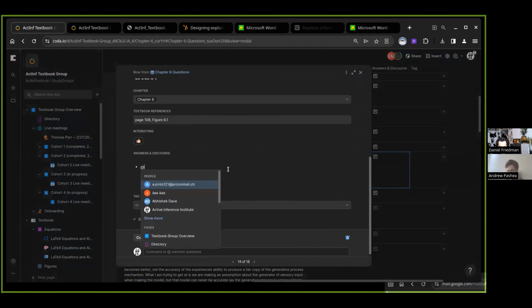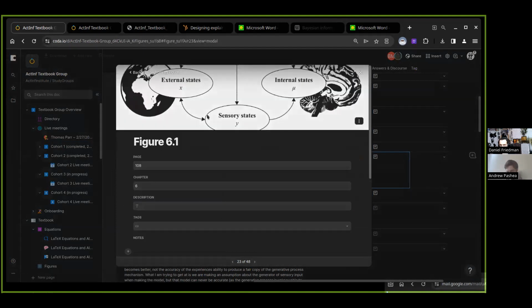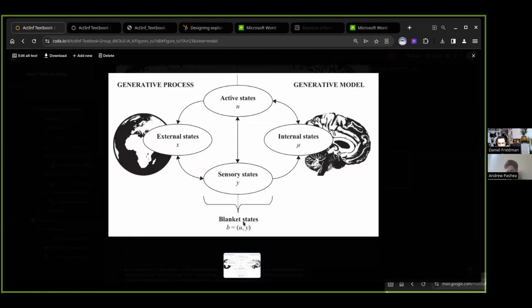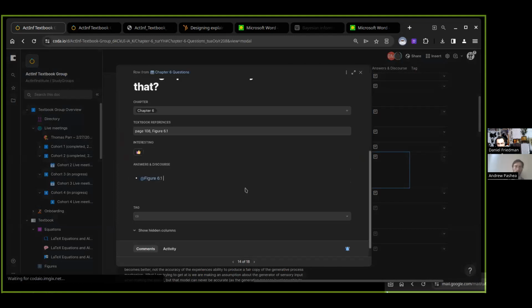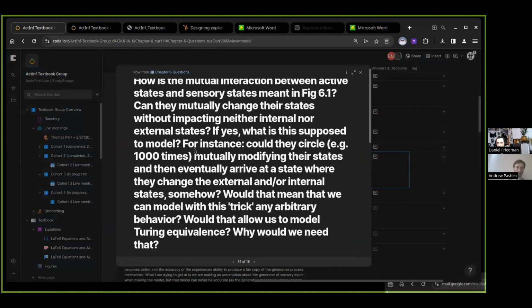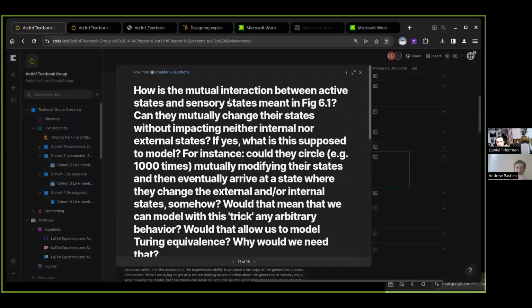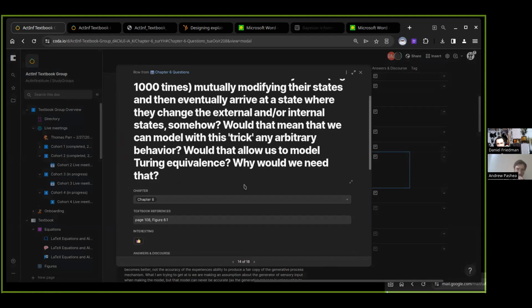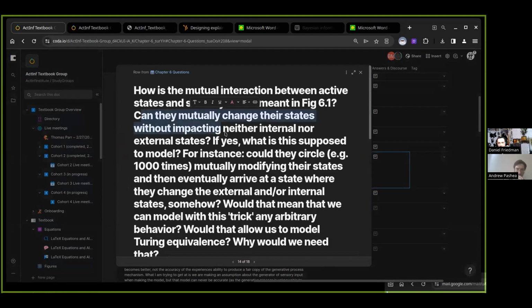Figure 6.1. Particular partition. How is the mutual interaction between active states and sensory states meant in 6.1? So the bidirectional line here. Can they mutually change their states without impacting neither internal nor external states?